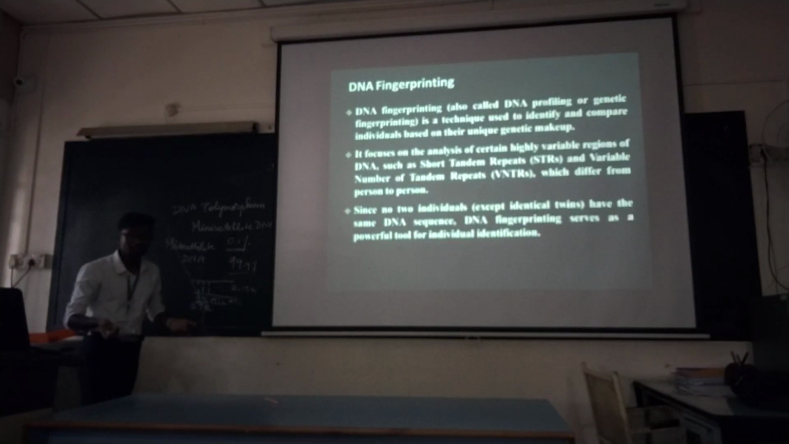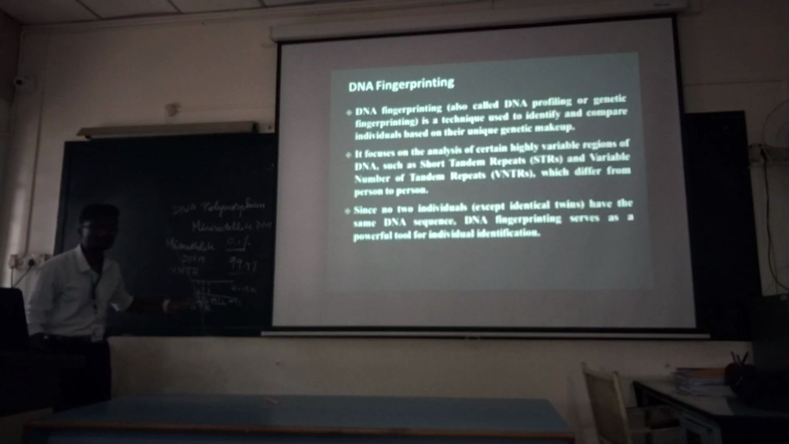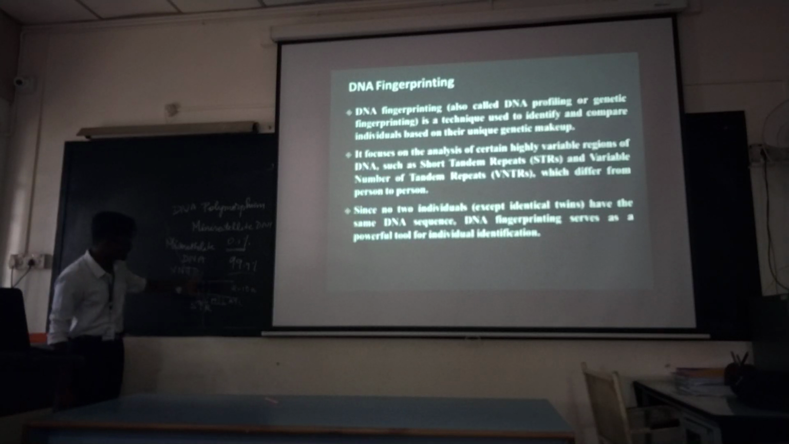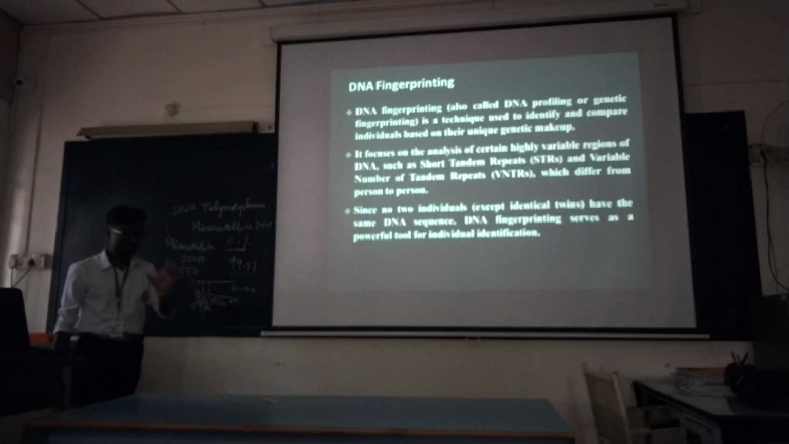There is another type of polymorphism which is called VNTR. So this is called variable number of tandem repeats. So in minisatellite DNA, there are shorter number of nucleotide sequences like ATC or any kind of combinations.